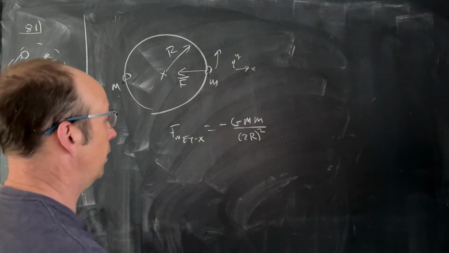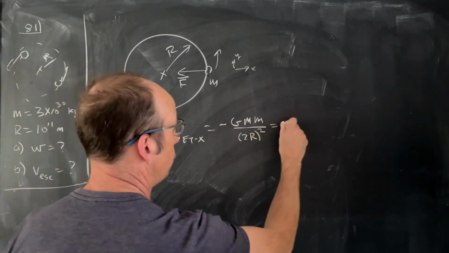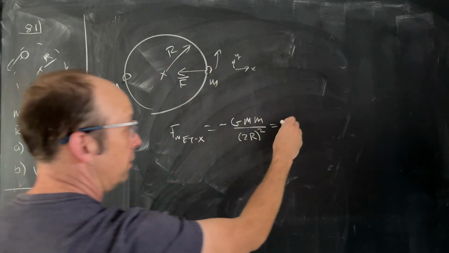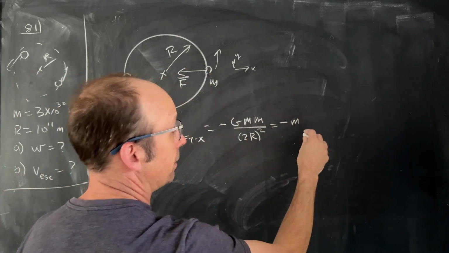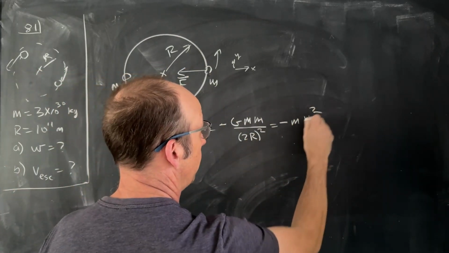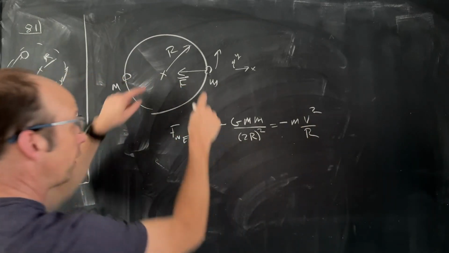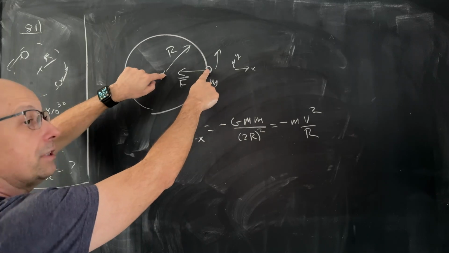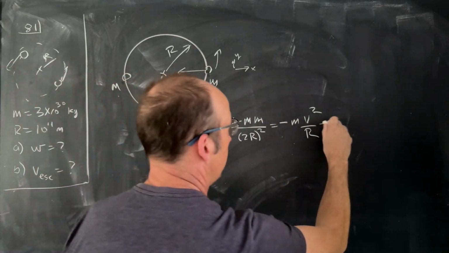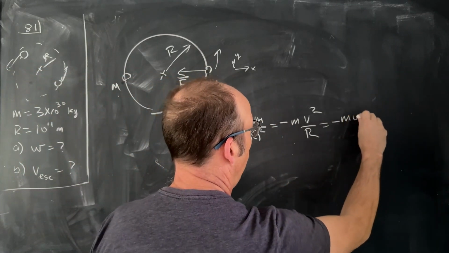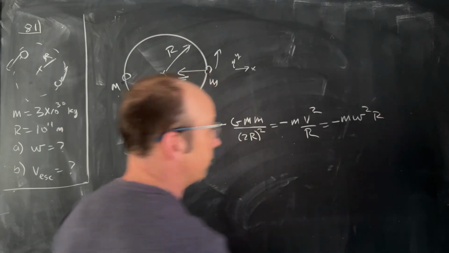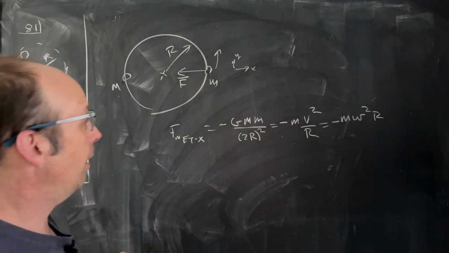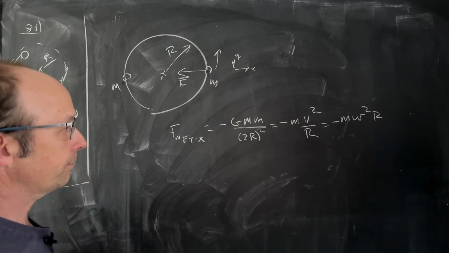Right? Okay. And that's going to be equal to the mass, which is accelerating in this direction. And it has an acceleration of v squared over r, right? Because it's moving in a circle of radius r, not 2r. And we could actually use the angular velocity version of that and say this is negative m omega squared r. See, that's not such a bad problem, right? But it's going to be cool. We're going to do great stuff.